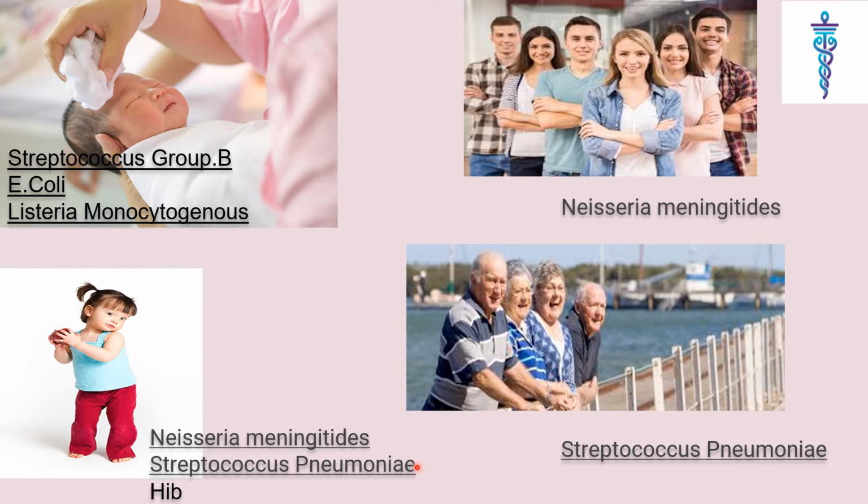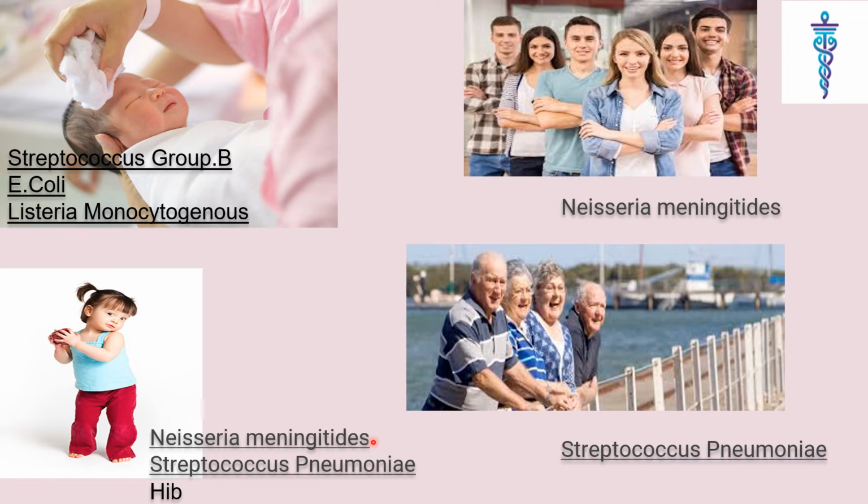Okay. Then Neisseria meningitidis, also known as meningococcal meningitis, is the most severe and dangerous type of meningitis. Why? Because it is spread through droplets, respiratory or airway, when the person is coughing or sneezing.